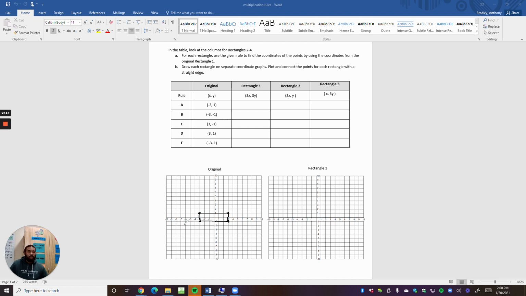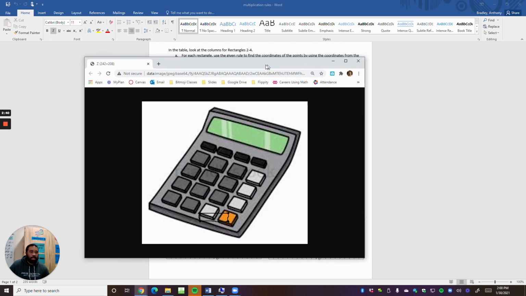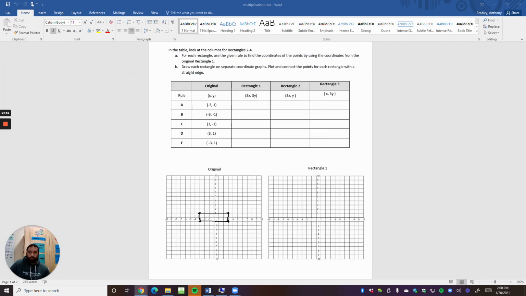Now you might be wondering, well, what does this 3x, 3y mean? Well, what it's telling you is multiply the x value by 3 and multiply the y value by 3. In this unit, we're not focused on multiplying, so you can use a calculator. Feel free to use a calculator if you'd like. But we're just going to multiply.